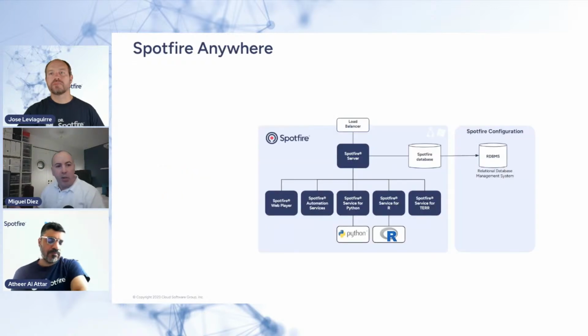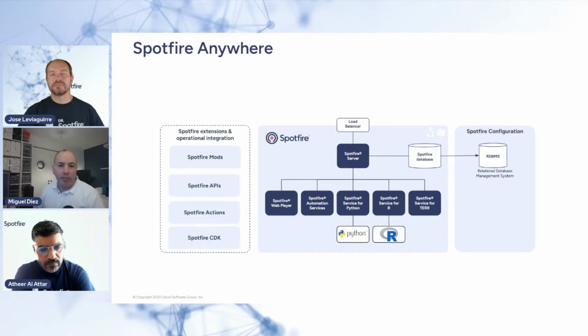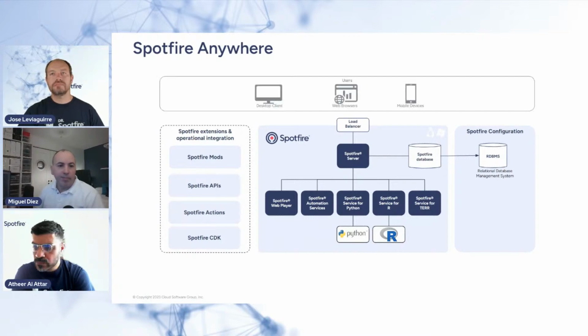From an architecture point of view, Spotfire consists of a set of scalable services, and you can deploy the Spotfire services that you need. Maybe you need Python and not R, or the other way around. You pick what you need. On top of that, you can use add-ons like Spotfire mods from the Spotfire community, or you can build your own. You can integrate and also extend Spotfire via APIs, Spotfire actions, and more. And your business users can analyze the data and consume those reports from desktop, web browser, or mobile devices.